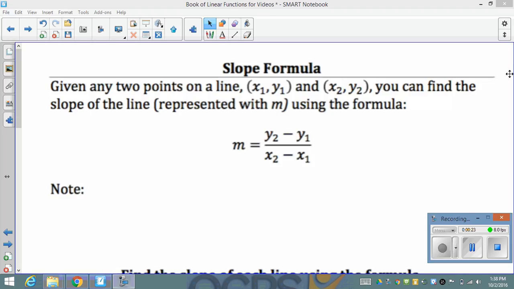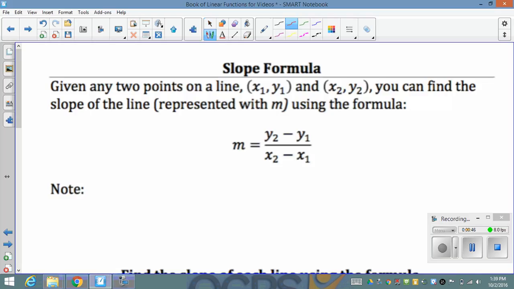Let's start by taking a look at what the formula says. Given any 2 points on a line, x sub 1, y sub 1, and x sub 2, y sub 2, you can find the slope of the line, which we represent with a lowercase m, using the formula m equals y sub 2 minus y sub 1 over x sub 2 minus x sub 1.